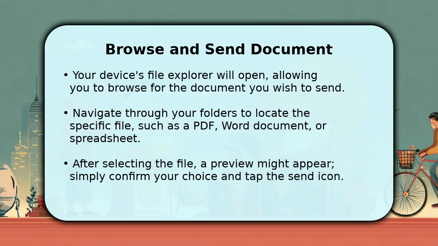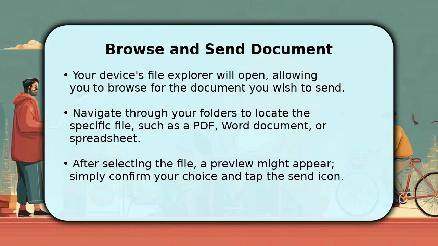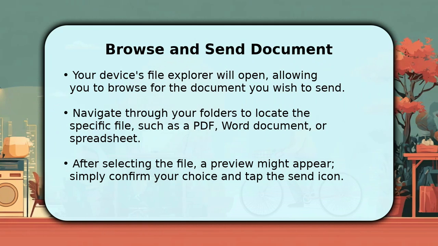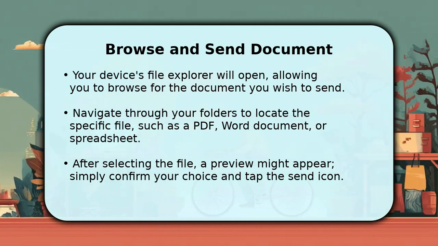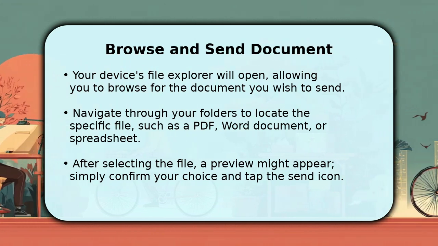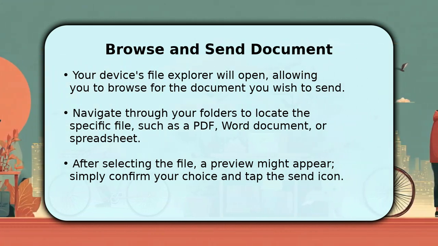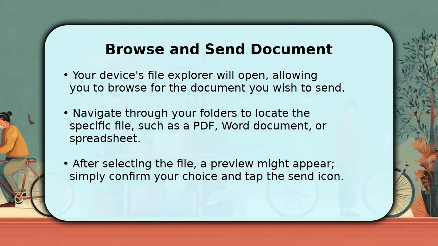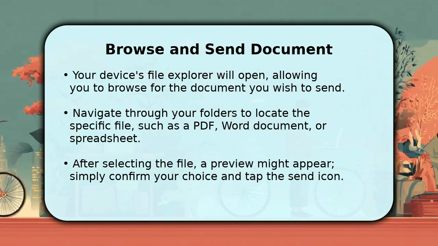Your phone's file browser will automatically open, letting you search through your internal storage or cloud services for the specific document. Select the file you want to send, for example, a PDF, a Word document, or a spreadsheet. You might see a small preview of your selected file. Confirm your choice, then press the green Send button to initiate the transfer.